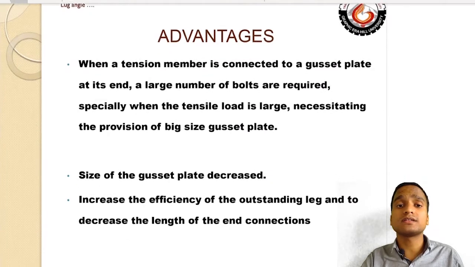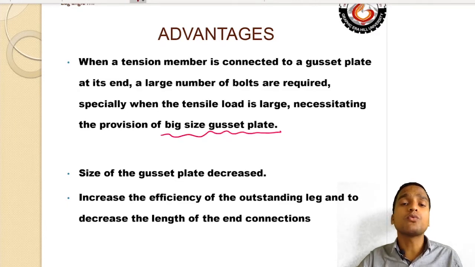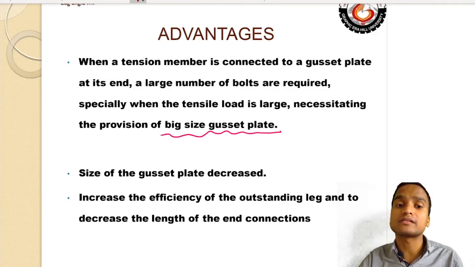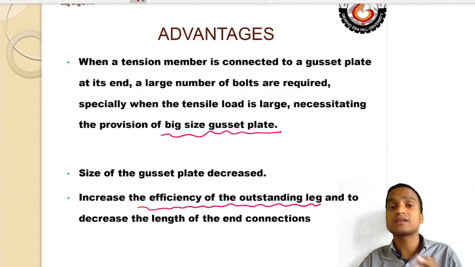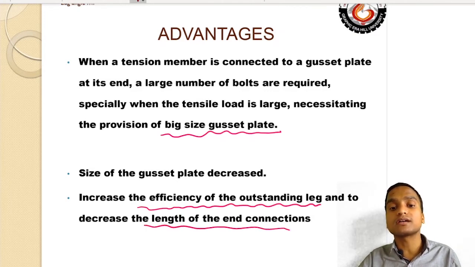So a few advantages of lug angle: when a tension member is connected to a gusset plate at its end, a large number of bolts are required, especially when the tensile load is large, necessitating the provision of a big gusset plate. So how can we reduce the size of the gusset plate and the joint also? This is done by provision of a lug angle, and it also increases the efficiency of the outstanding leg, the leg which is not connected in the joint, and decreases the length of the end connections.